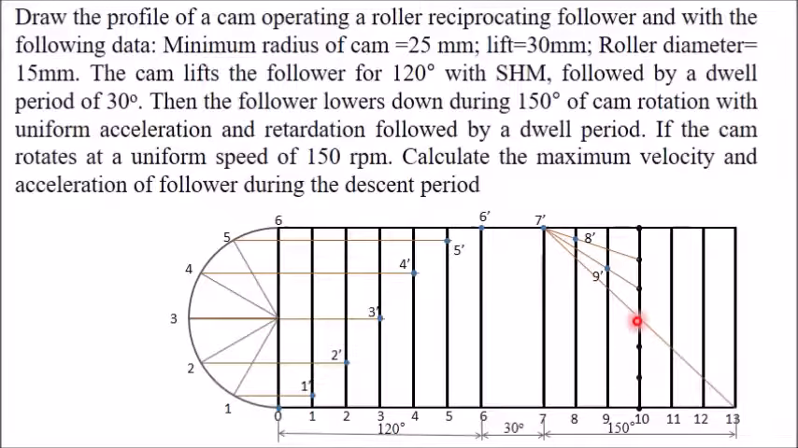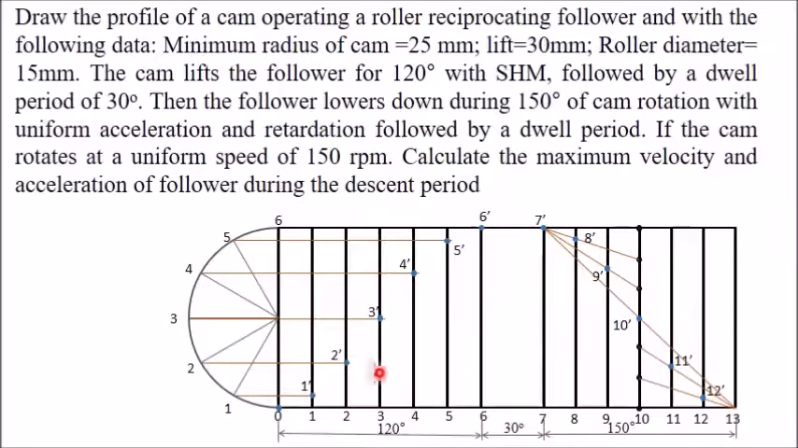Now after this, start drawing from the last, the diagonally opposite point, that is 13. Now join this point. This 10 dash we already obtained. So join this point and this intersection. When you join this point, it will intersect with 11, and this point will be your next point. After that, join 13 with this point, and you will get this one as the next point. Now 13 dash will be the last point.